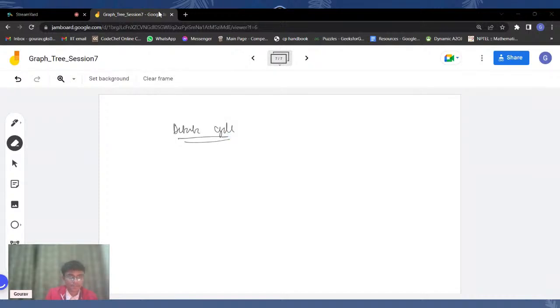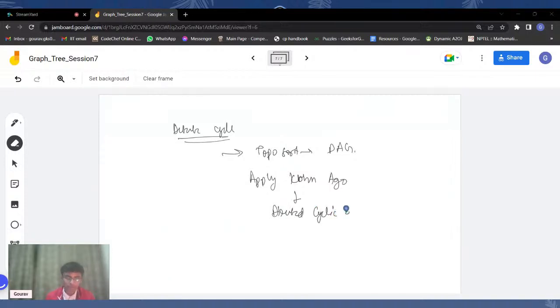Now we know that toposort is only possible for a directed acyclic graph. So if we try to apply Kahn's algorithm to a directed cyclic graph, we will not be able to find the toposort. Whatever answer we get will not contain all the nodes.